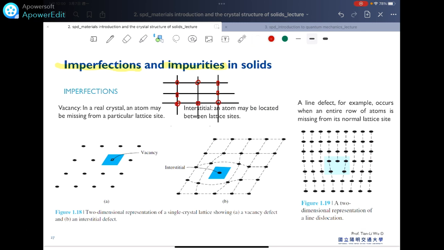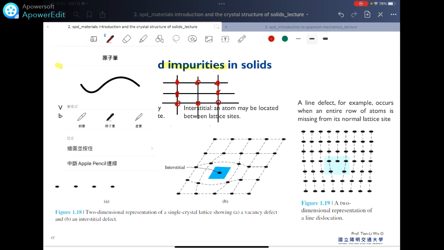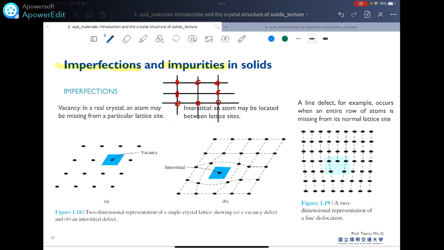So this is what we wish to have, that each atom is perfectly sitting in its own ideal place. However, sometimes we find out that there's one place where an atom is missing. This one is missing. And if there's one missing atom in a certain place, we call this a vacancy. Because an atom is missing, we create an empty place, and that's what we usually call the vacancy.